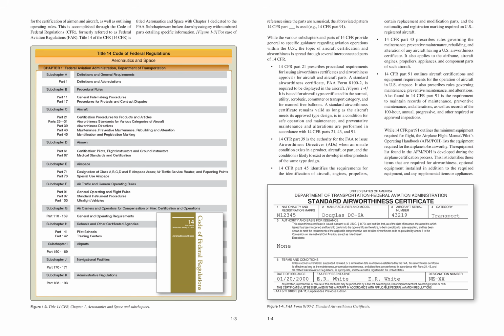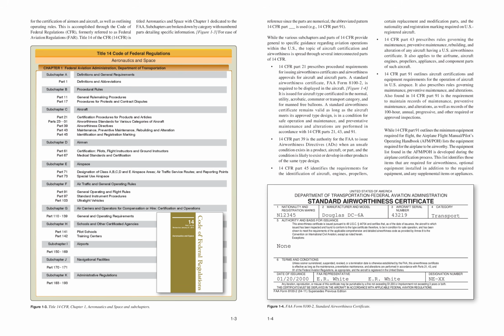14 CFR Part 21 prescribes procedural requirements for issuing airworthiness certificates and airworthiness approvals for aircraft and aircraft parts. A standard airworthiness certificate, FAA Form 8100-2, is required to be displayed in the aircraft, Figure 1-4. It is issued for aircraft type certificated in the normal, utility, acrobatic, commuter or transport category, and for manned free balloons.